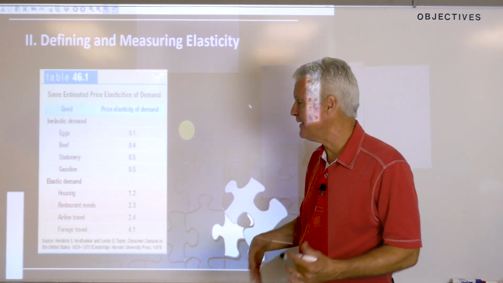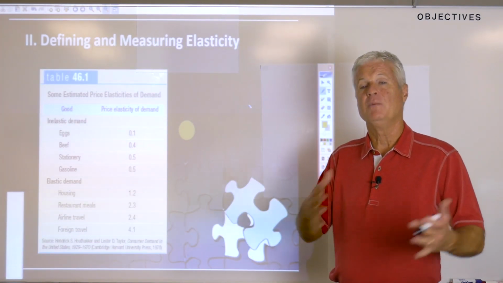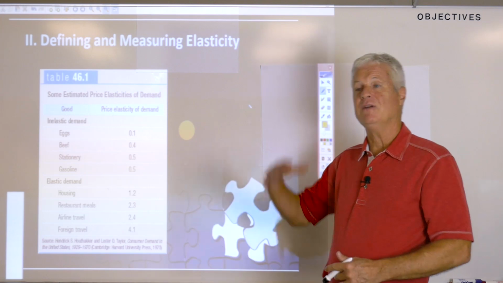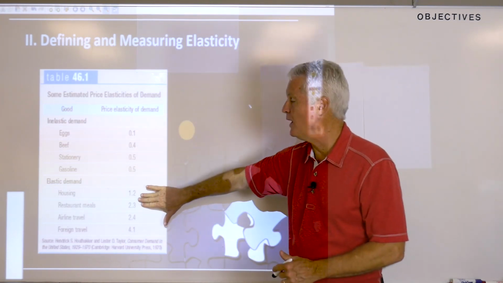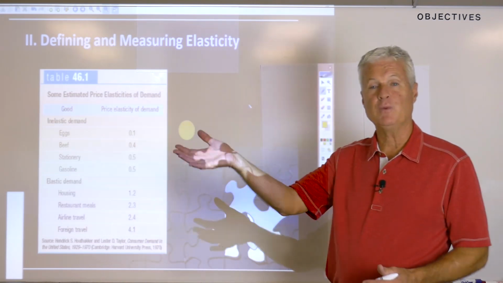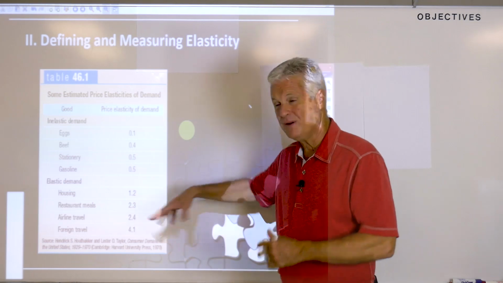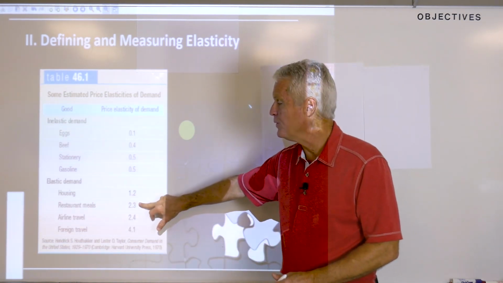Things that are elastic, housing. Why is housing elastic? We have to have housing, but you can live in cheaper housing. And it's so expensive, it takes up a lot of your income. That's an income effect. Restaurant meals. What happens when they raise the price of a restaurant meal? Well, you can eat at home, or you can go to a different restaurant or a different type of restaurant. So that's pretty elastic.